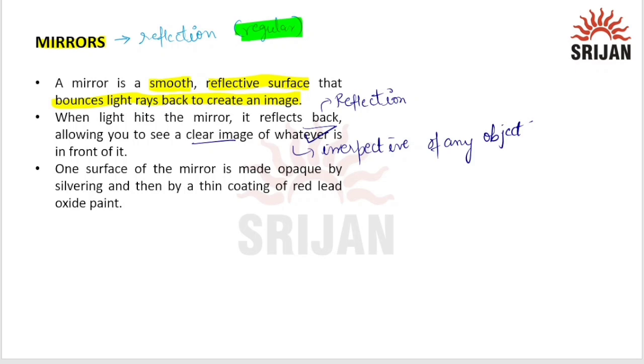One surface of the mirror is made opaque by silvering and then by a thin coating of red lead oxide paint. Lead is actually an element and it is represented by Pb. In diagrams, whenever you want to draw a mirror, you draw a simple line, then to show the opaque surface, you make slanting lines just like this. So this is how you represent mirrors.